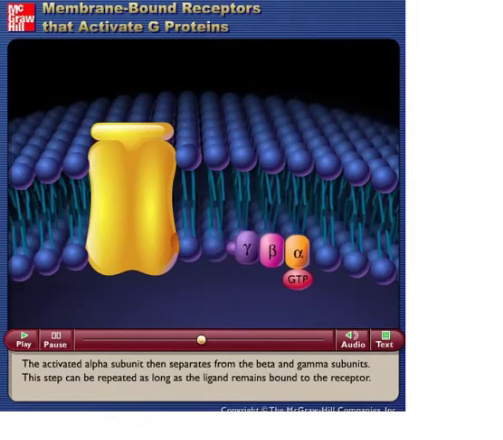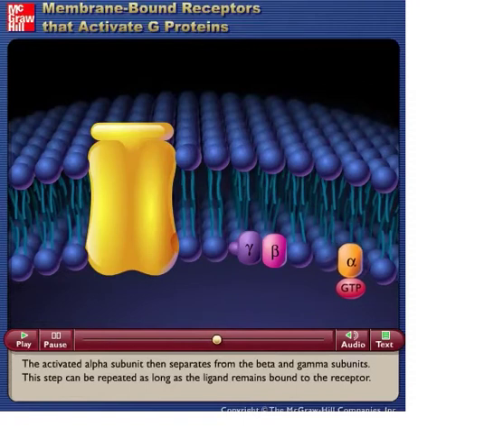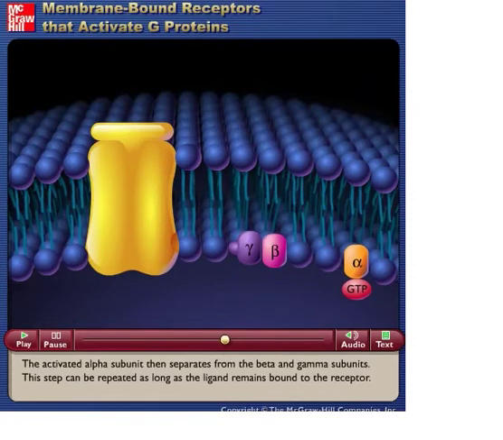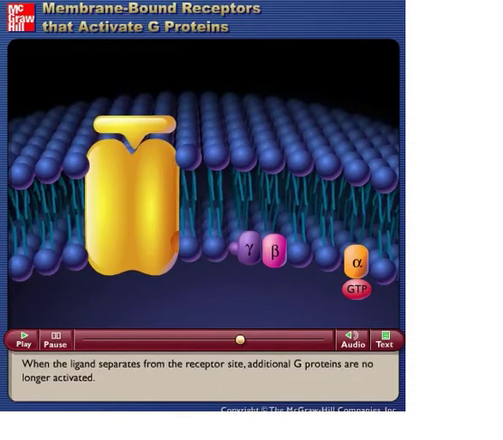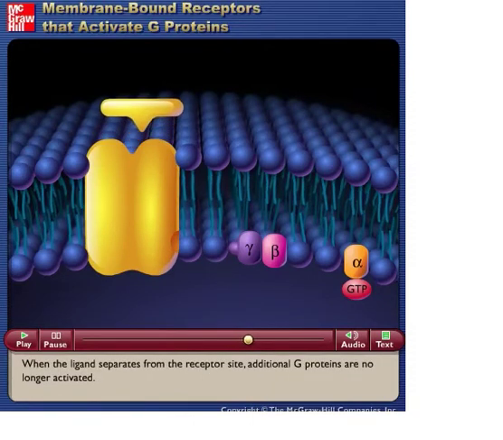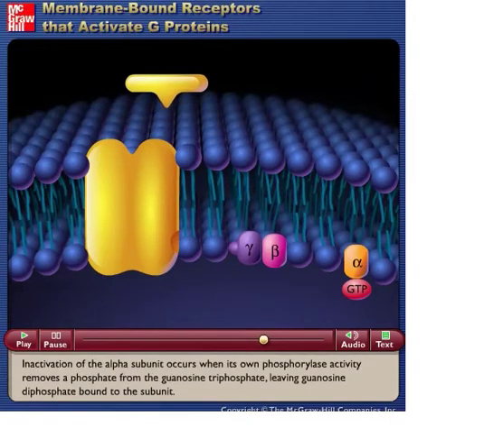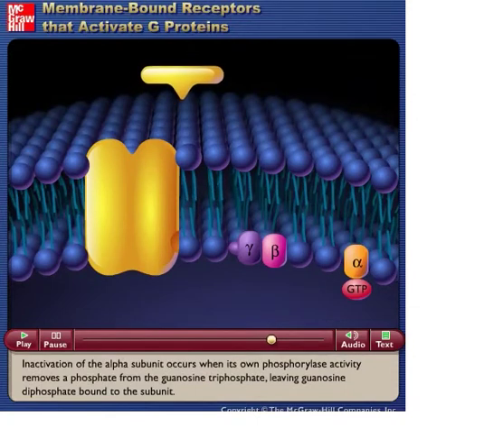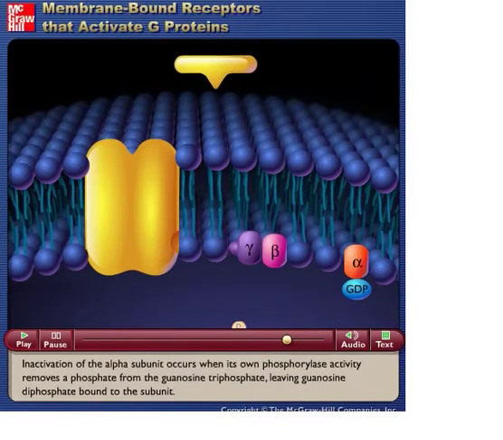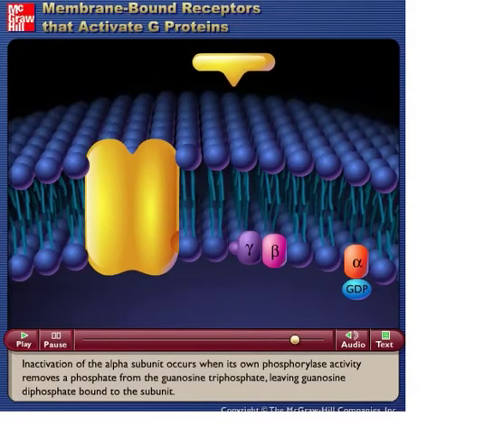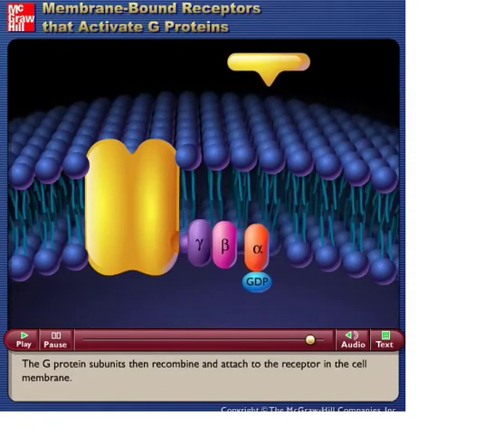The activated alpha subunit then separates from the beta and gamma subunits. This step can be repeated as long as the ligand remains bound to the receptor. When the ligand separates from the receptor site, additional G proteins are no longer activated. Inactivation of the alpha subunit occurs when its own phosphorylase activity removes a phosphate from the guanosine triphosphate, leaving guanosine diphosphate bound to the subunit. The G protein subunits then recombine and attach to the receptor in the cell membrane.